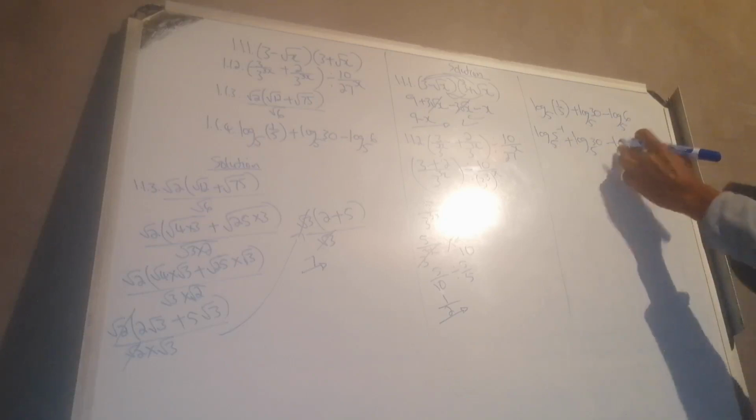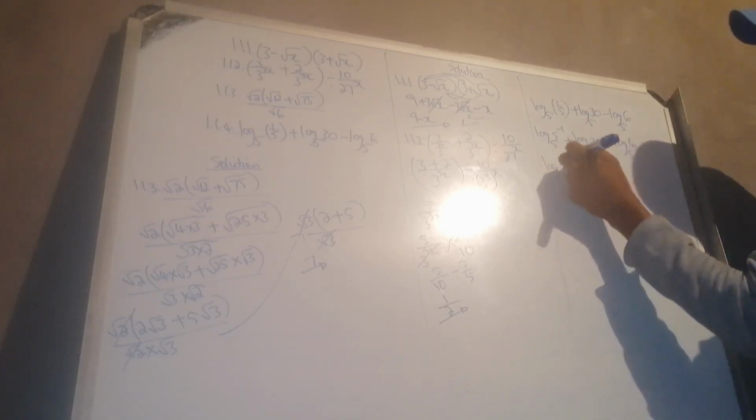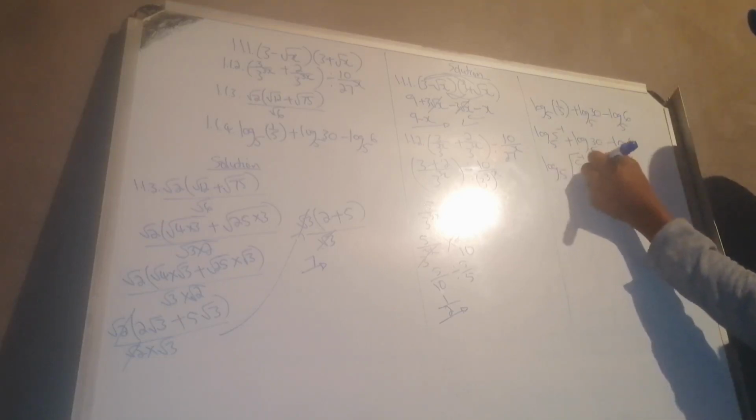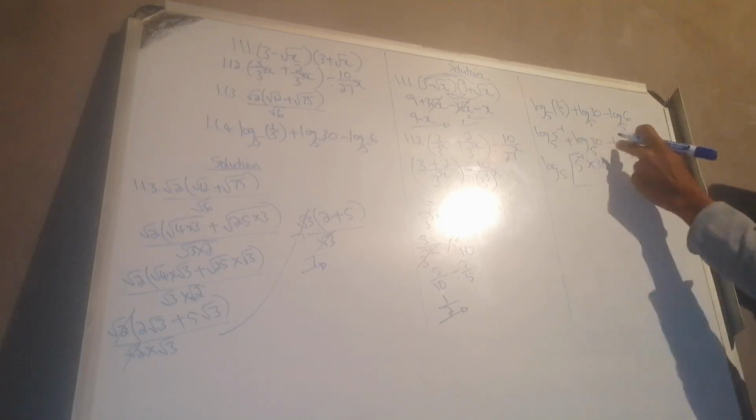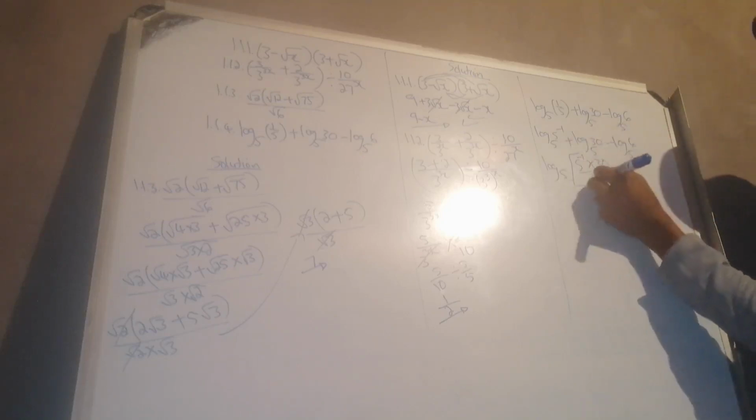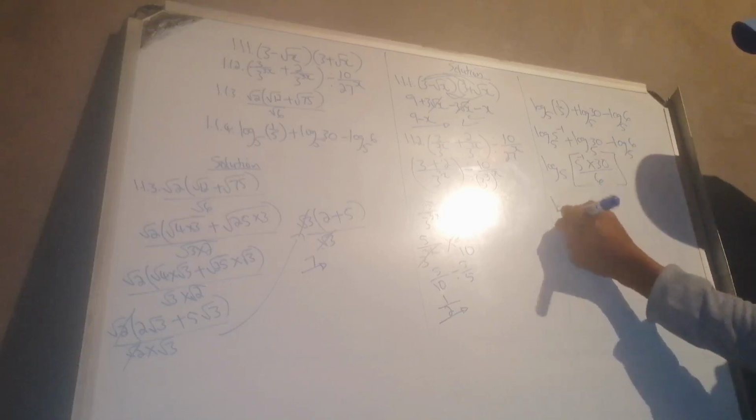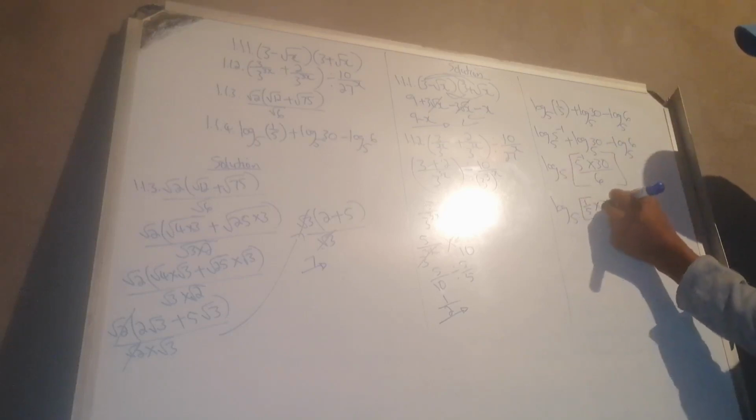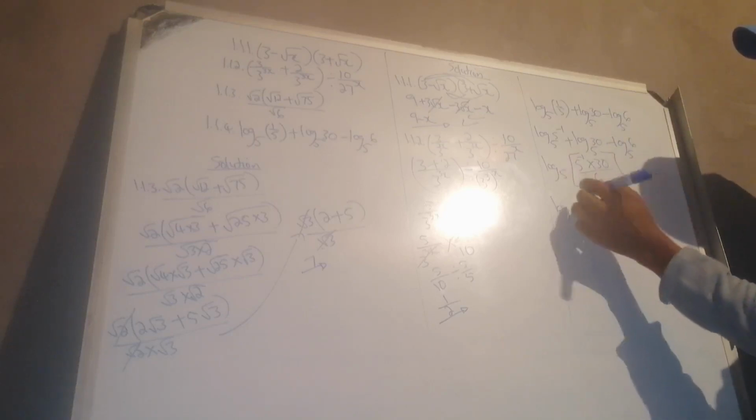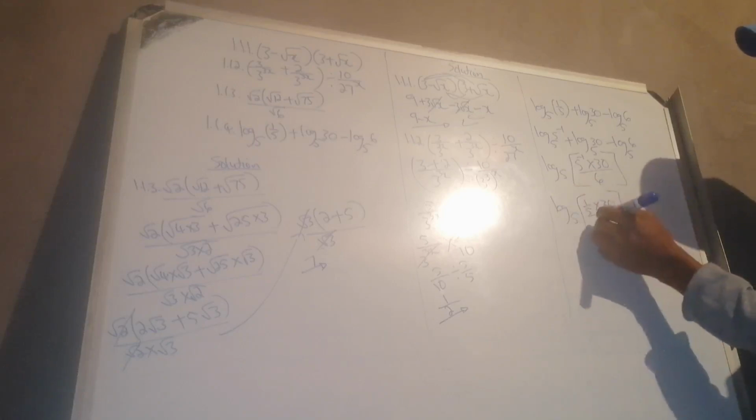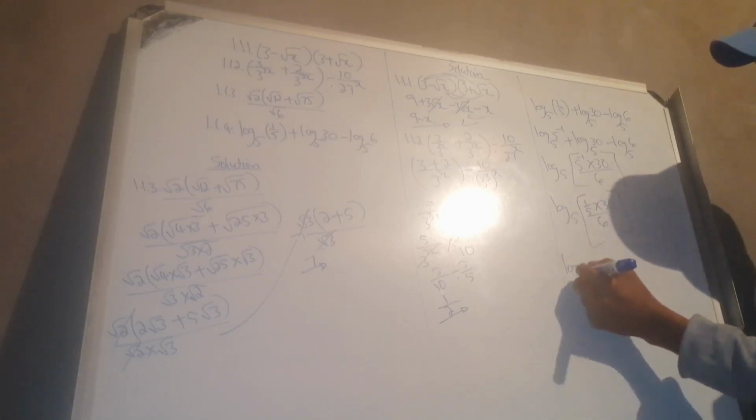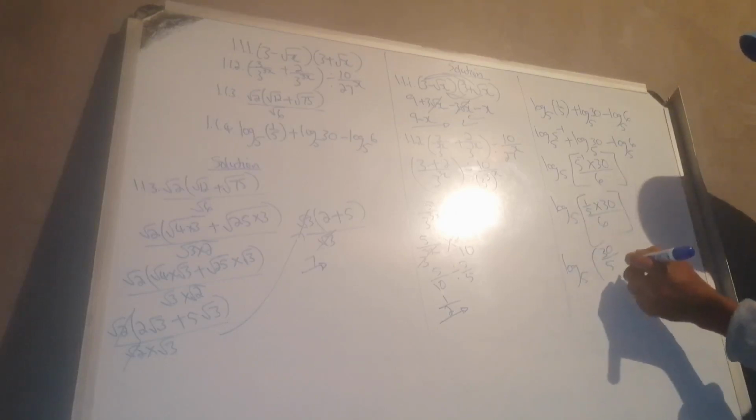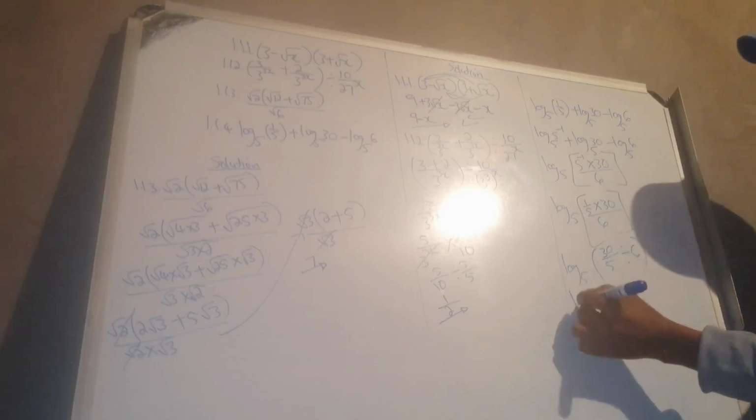I know when I add, I multiply. When I subtract, I divide. I'll write my log base 5. When I add, I multiply 5 to the power minus 1 times 30. When I subtract, I divide by 6. This is the same as 1 over 5 times 30 divided by 6. This is the same as 30 over 5 divided by 6.